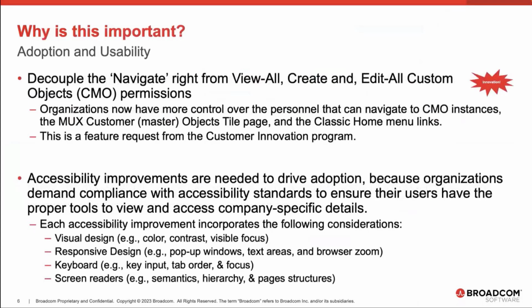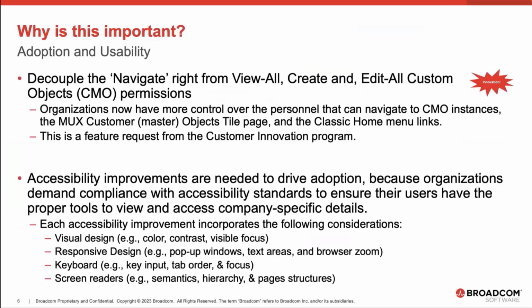So why is this important? Generally speaking, Clarity's UX and development teams continue to deliver on the promise to improve the overall visual and usability experience in many functional areas. However, decoupling the navigate right from the view all, create, and edit all custom object permission is important because organizations now have more control over the users that can navigate to custom object instances, the custom objects tile page in the modern UX, and the classic home menu links. In addition, this is a feature request straight from the Customer Innovation Program.